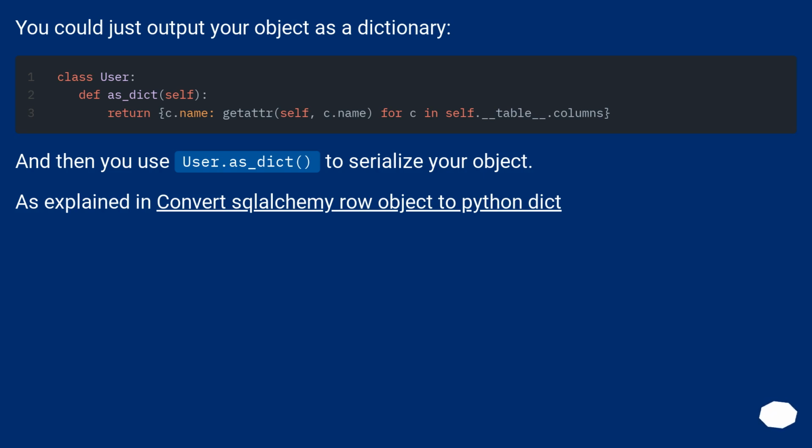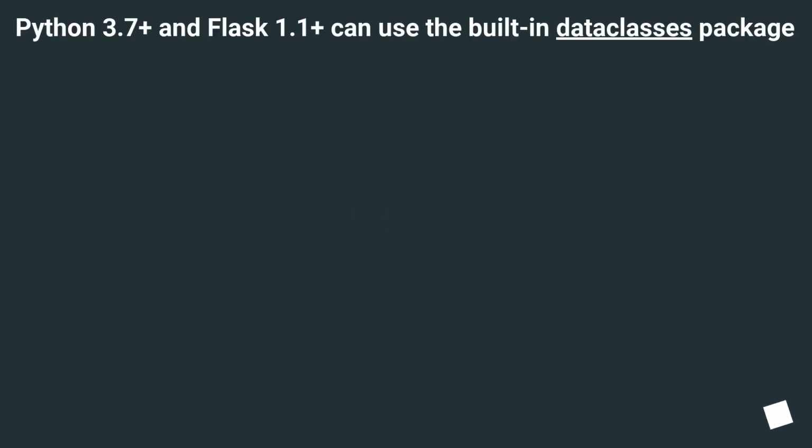You could just output your object as a dictionary. And then you use user.as_dict to serialize your object. As explained in "Convert SqlAlchemy row object to Python dict". Python 3.7 plus and Flask 1.1 plus can use the built-in dataclasses package.